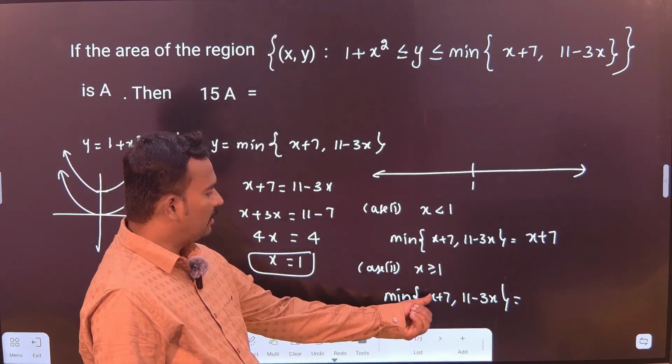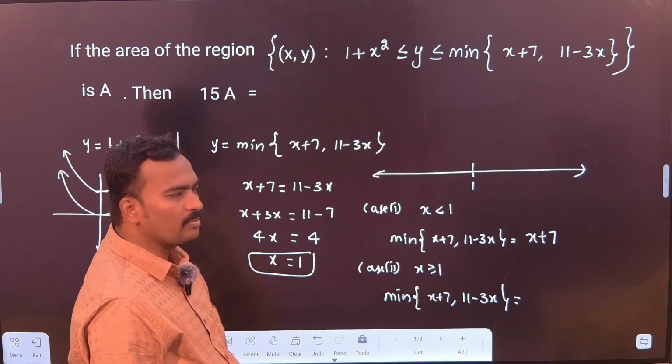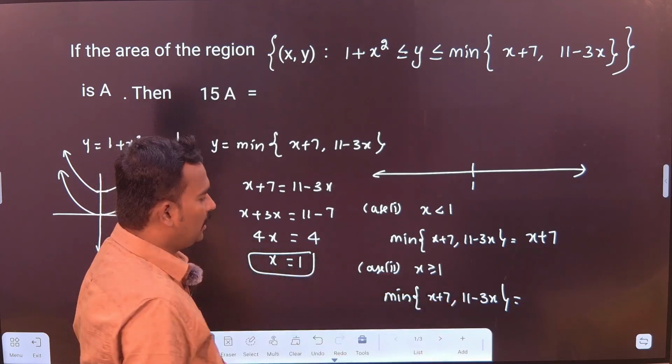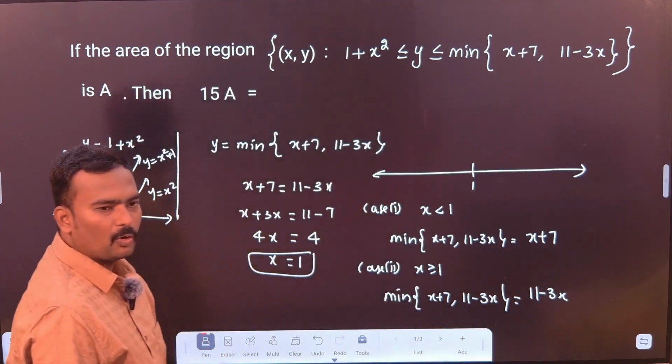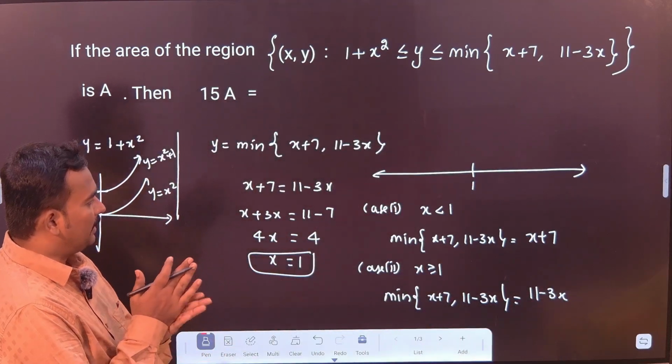Here 9 is there, 9 and 5, which is the minimum? The second function is the minimum, right? So 11 − 3x is the minimum. Clear? I hope everyone understands, right? Okay.